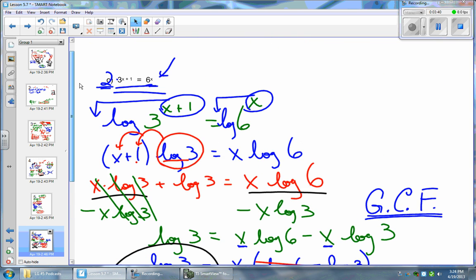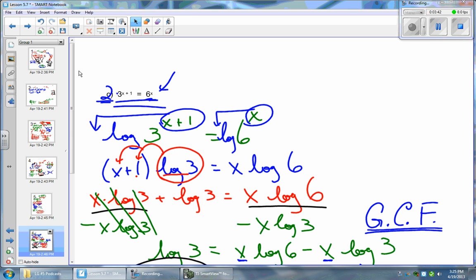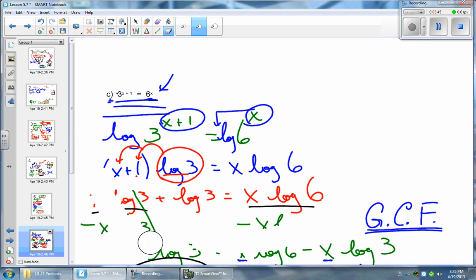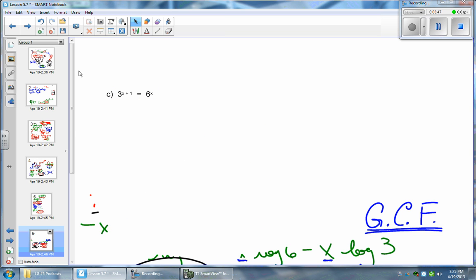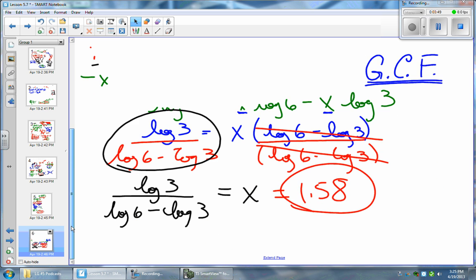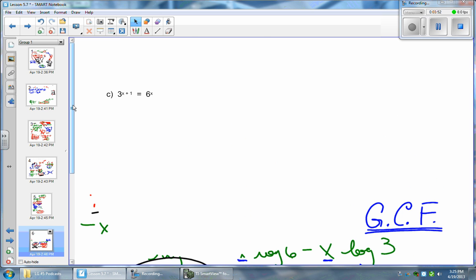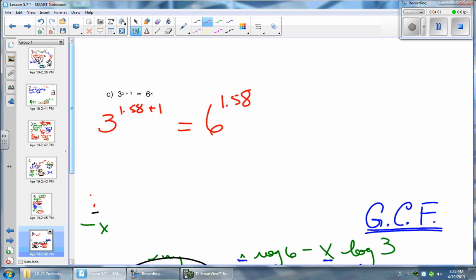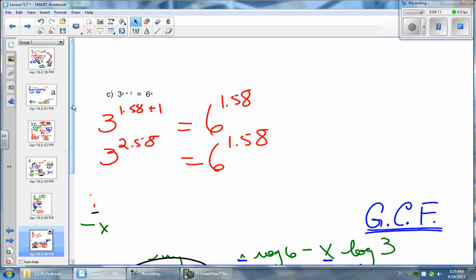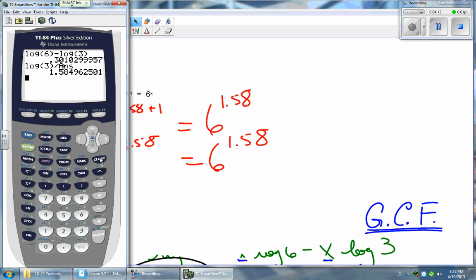Now don't forget we want to verify this. Let's go back to this here. Okay, so we're going to verify. Let's get rid of all of this stuff here, make it nice and pretty. We're going to put that answer, which was 1.58, back into here. So 3 to the 1.58 plus 1 equals 6 to the 1.58, and hopefully they equal each other. So this is going to be 3 to the 2.58 equals 6 to the 1.58, and let's figure out our answers here. Okay, so clear this.